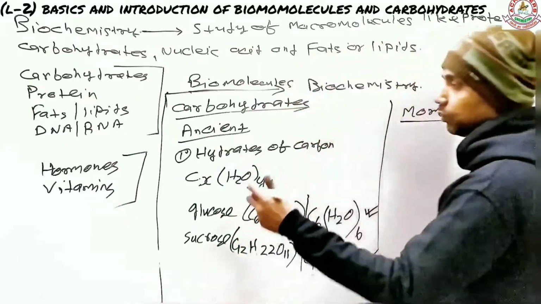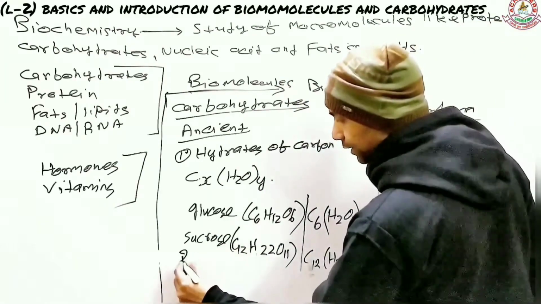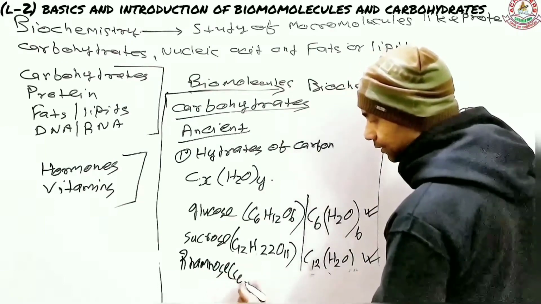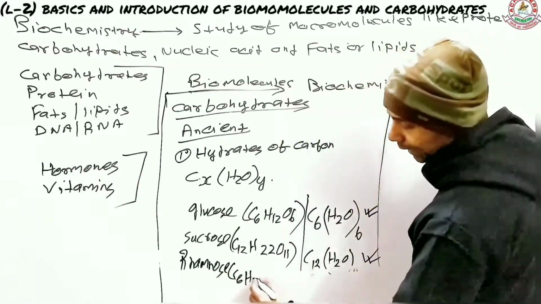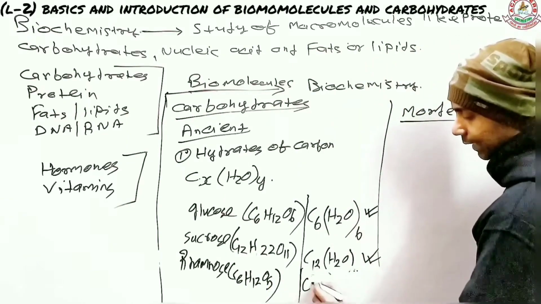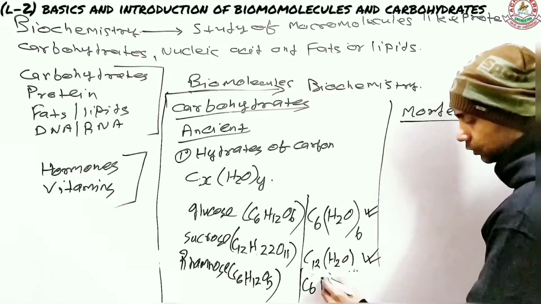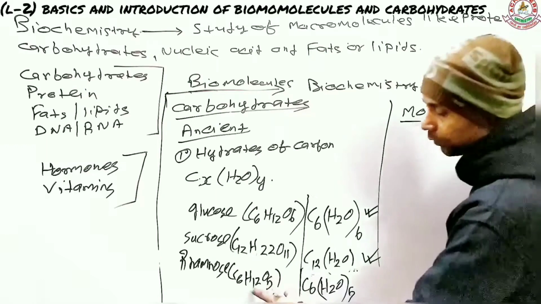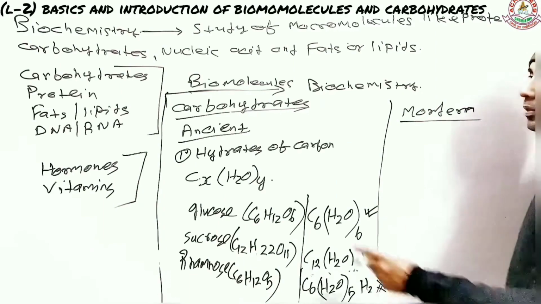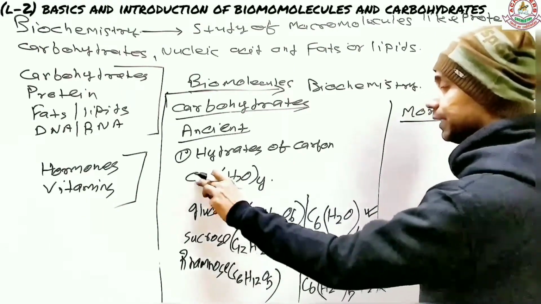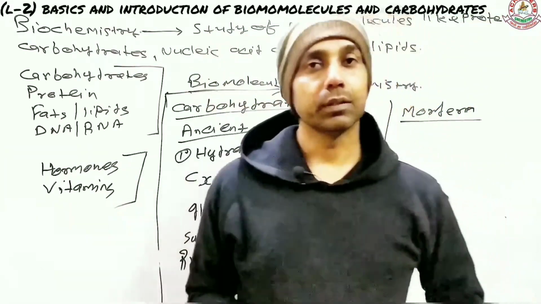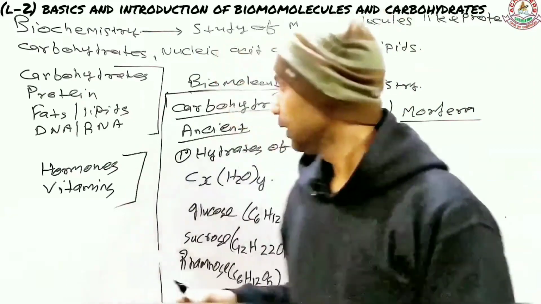Now let's look at another carbohydrate, rhamnose. Rhamnose has the formula C6H12O5, but this one doesn't follow the formula. It has C6(H2O)5, and 2 hydrogens remain out there. So this doesn't follow the rule where carbon is hydrated. That's why rhamnose does not satisfy the ancient definition of carbohydrate.